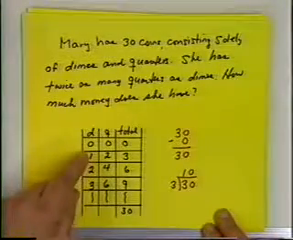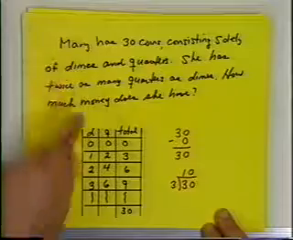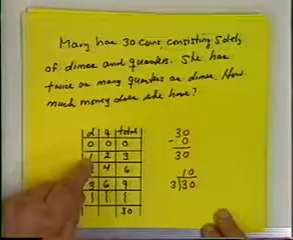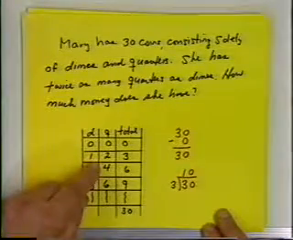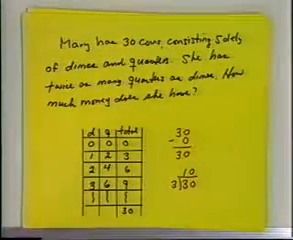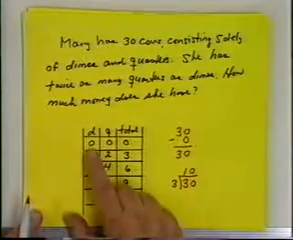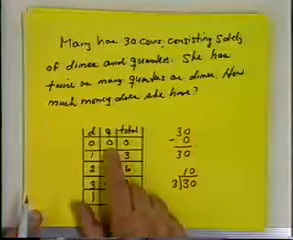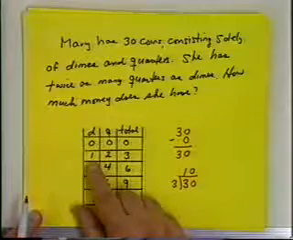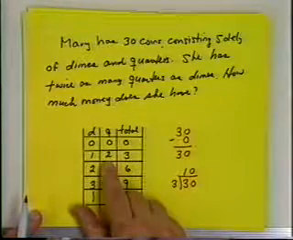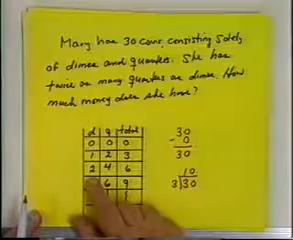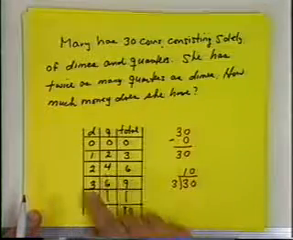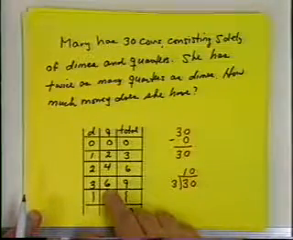So, okay, let's see. She has 30 coins altogether, consisting solely of dimes and quarters, and she has twice as many quarters as dimes. Well, if she has no dimes, twice 0 is still 0, so she'd also have no quarters. If she has 1 dime, twice 1 is 2, so she'd have 2 quarters. If she had 2 dimes, she'd have to have 4 quarters, 3 dimes, 6 quarters, etc.